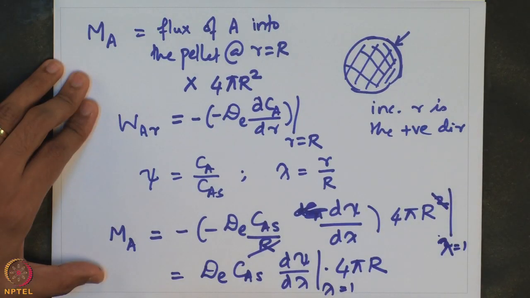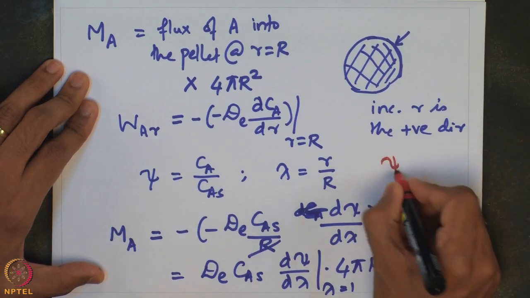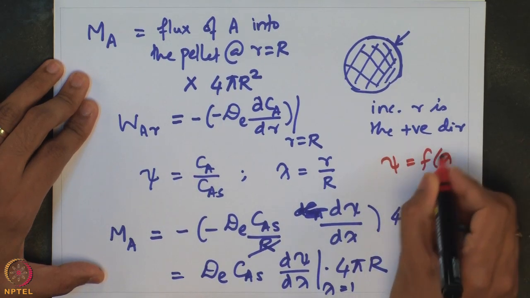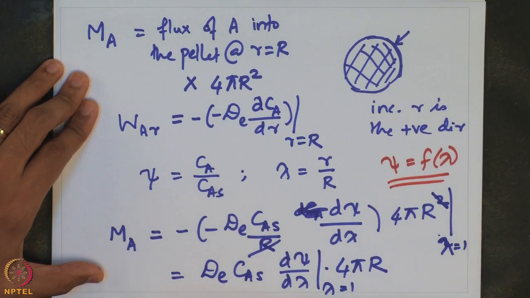We know the relationship between psi and lambda. We already know the solution of the equation. So from that we can estimate d psi by d lambda, and we can plug it in here and find out what is MA.